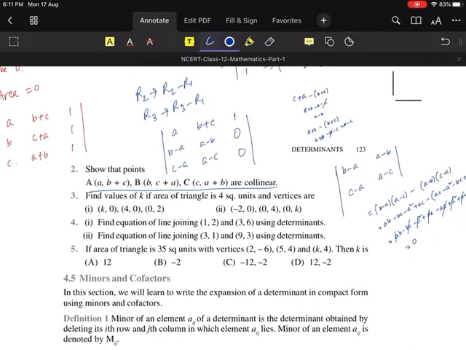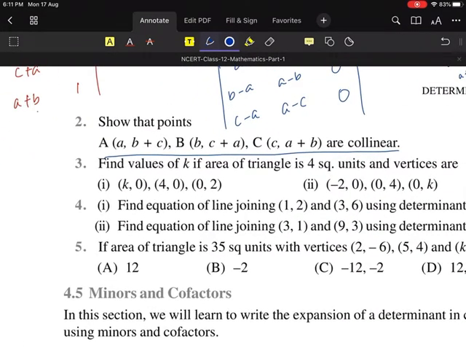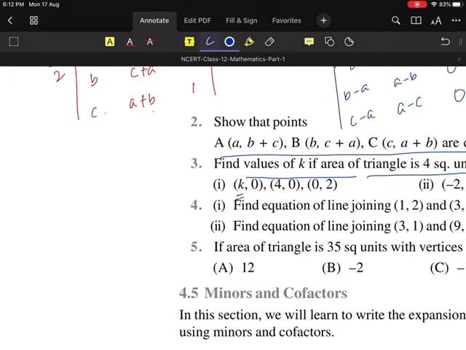Okay? Now, let's do this question. Find the value of K if area of triangle is 4 square units and vertices are this thing. Now, this is a very, very important question. So they are saying that you have to find the value of K if area of triangle is 4 square units. So the area is given and you have to find the value of K. Am I clear? Okay. Now let's do it. So question number 3. So here area of the triangle is equal to 4 square units.